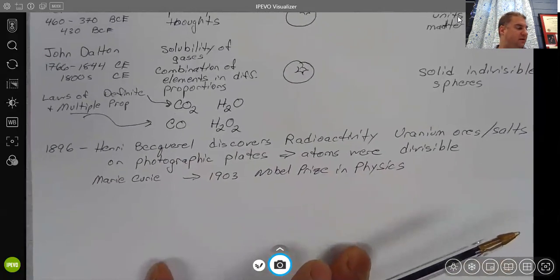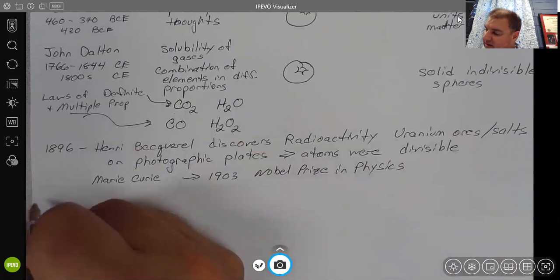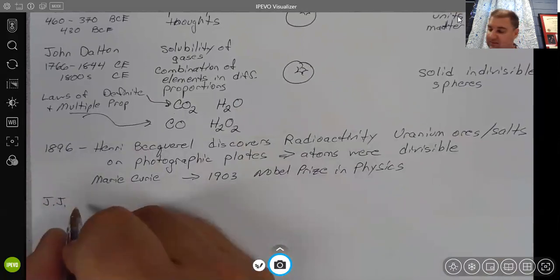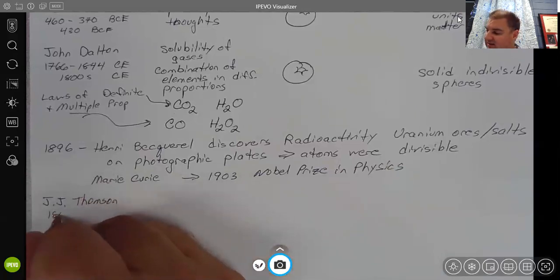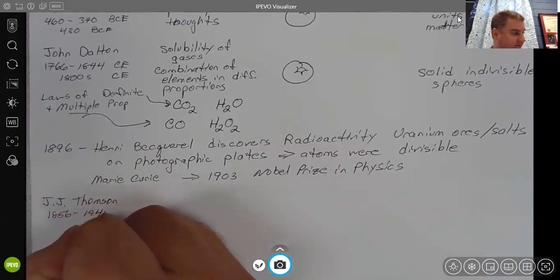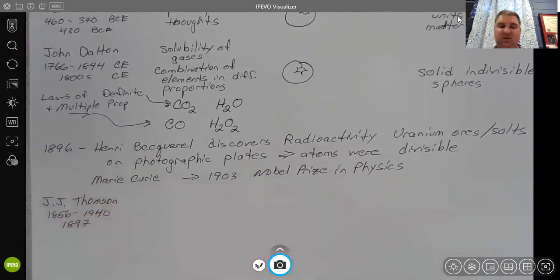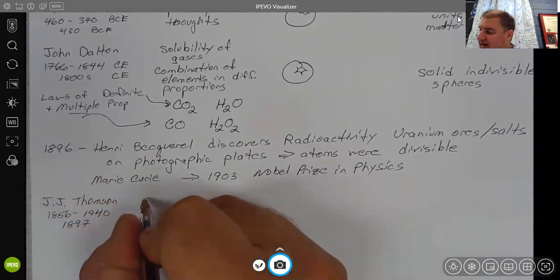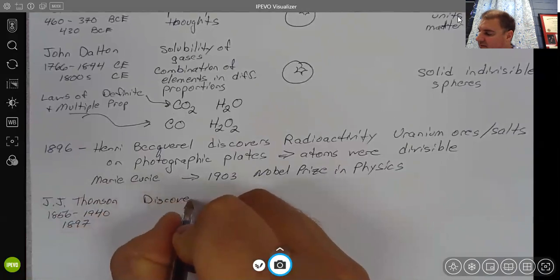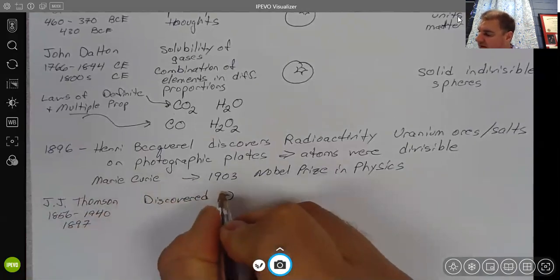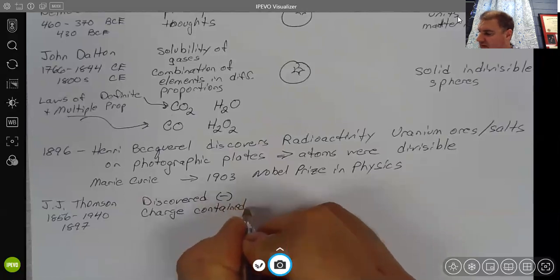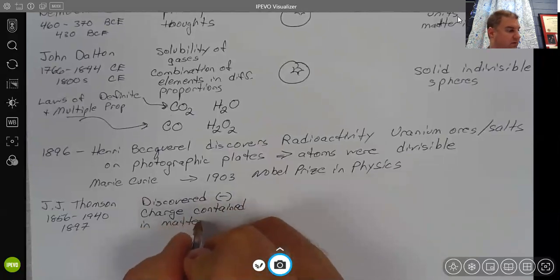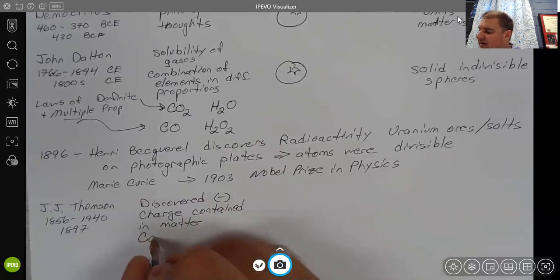In 1897, J.J. Thomson, who was alive from 1856 to 1940, just after the discovery of radioactivity, discovered that negative charge was contained within matter. And he did this using something called a cathode ray tube.